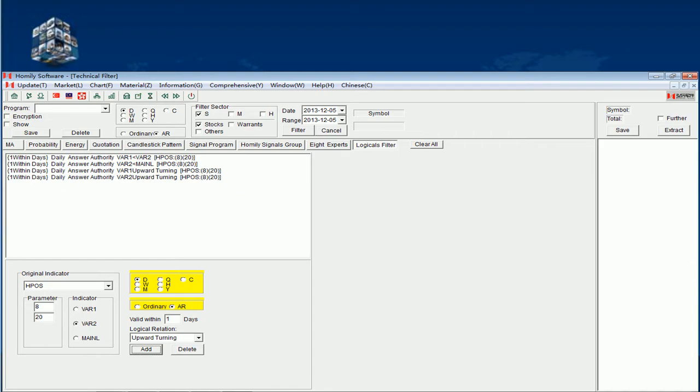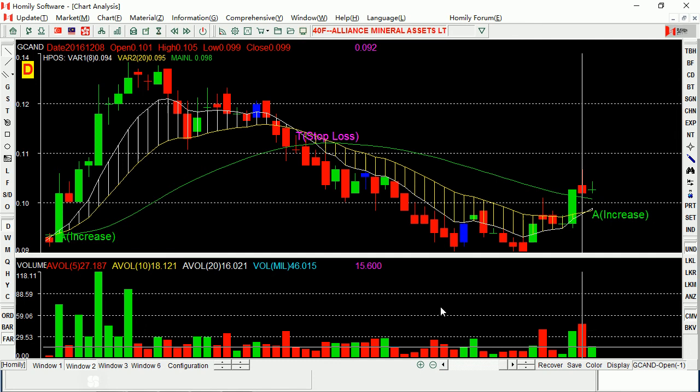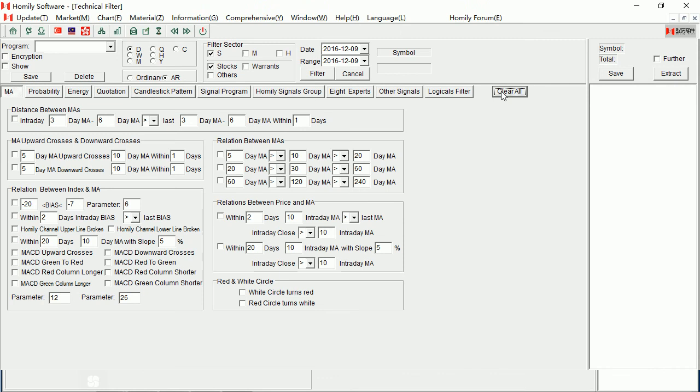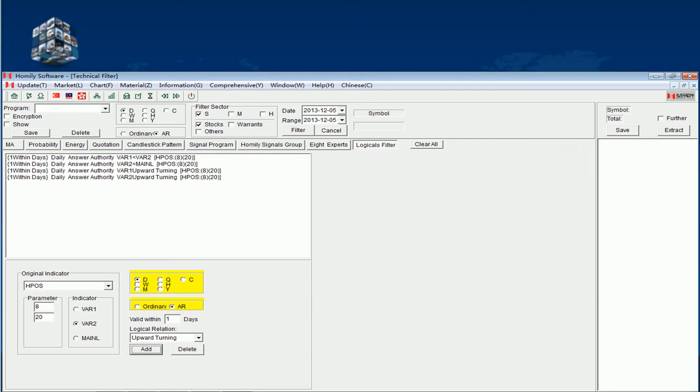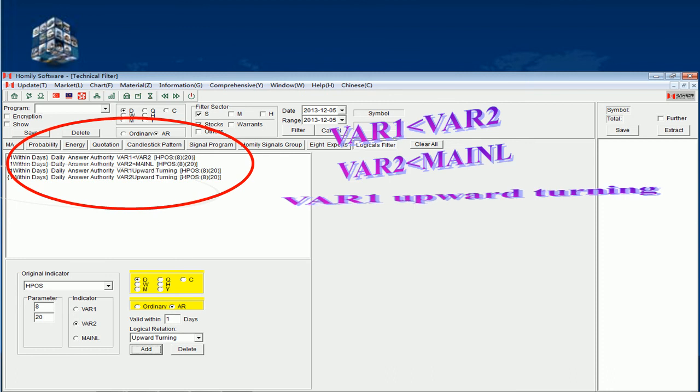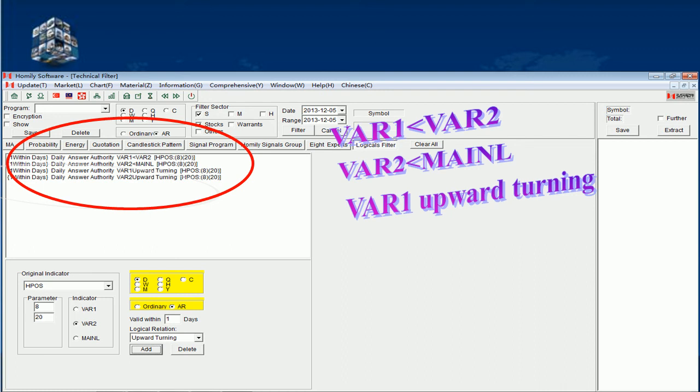So firstly, we want to find some stocks. Click technical filter, okay? The next one, we change the logical filter original indicator to HPOS, meaning holding position. Then we can add some conditions. VR1 less than VR2, VR2 less than main line. Then VR1 upward turning, VR2 upward turning. Yes, later I will show you how to do this. I just let you know this. What does that mean? This is the downtrend, okay? This one we filtered the first buy point, okay?